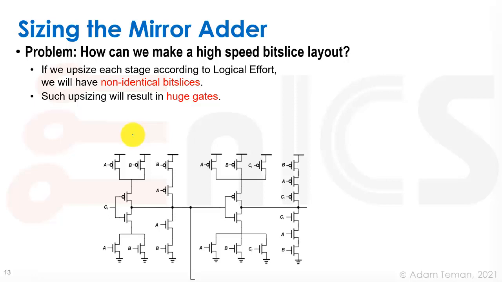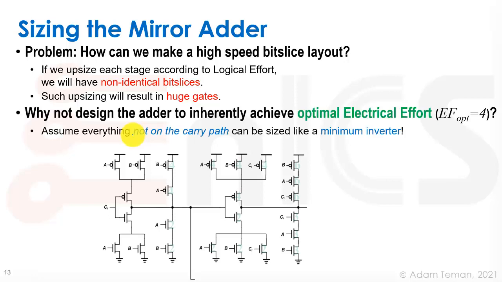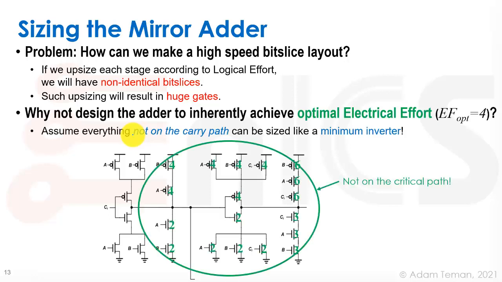We want to have identical bit slices so we can put them in our bit slice design, and bit number 0 and bit number 63 are going to look exactly the same, and so are bit number 11 and bit number 14 and so forth. So the question is if we can do that and also not have the huge gates downstream. Can we inherently get an optimal electrical effort? If the optimal electrical effort is 4, can we design our mirror adder to get an electrical effort of 4? That's a good question.